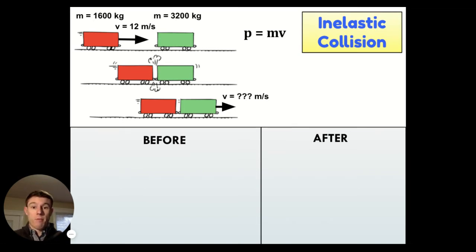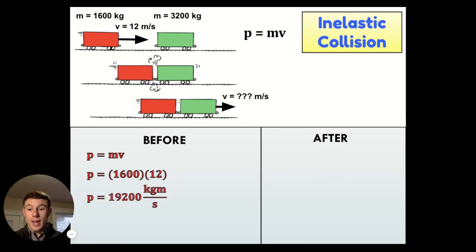So first, let's think about before the collision. We need to know what's going on with momentum of each cart before the collision. We'll start with the red cart. We know that momentum, or P, is equal to the mass times velocity. In this case, the mass of the red cart is 1,600 kilograms, and the velocity is 12 meters per second. When we crunch those numbers, we get a momentum of 19,200 kilogram meters per second. So that is the initial momentum of the red cart.